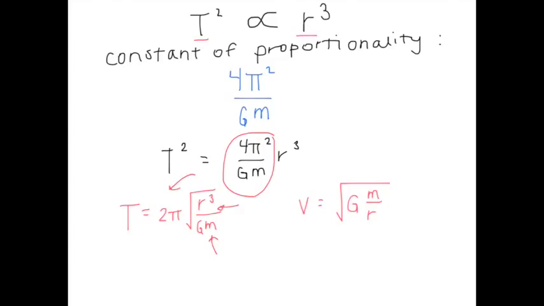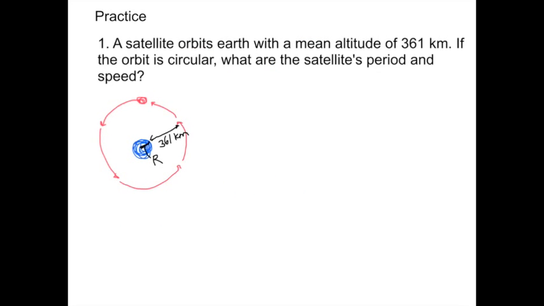And then we also have this equation for the velocity of an object in orbit, which is that v, or velocity, equals the square root of G times M over r. We're going to be using these a lot in future calculations. Here's some practice with Kepler's laws. Number 1. A satellite orbits Earth with a mean altitude of 361 kilometers. If the orbit is circular, what are the satellite's period and speed?